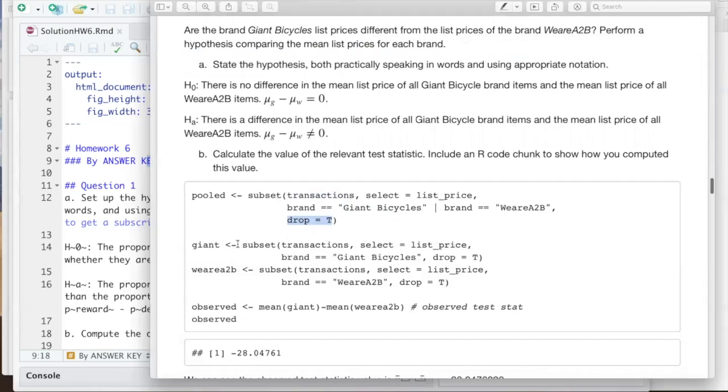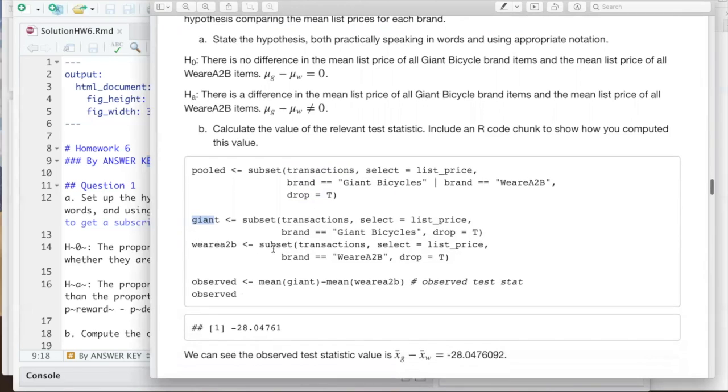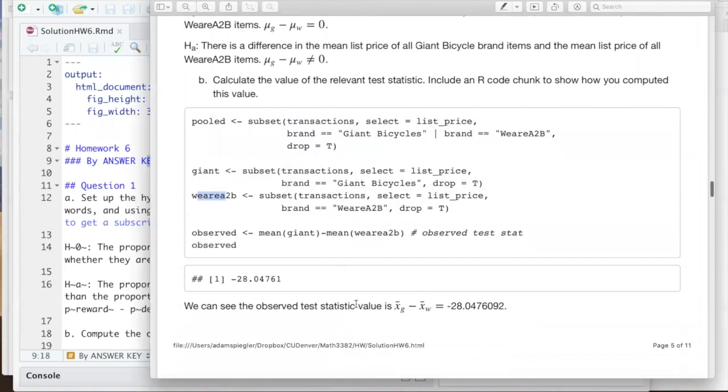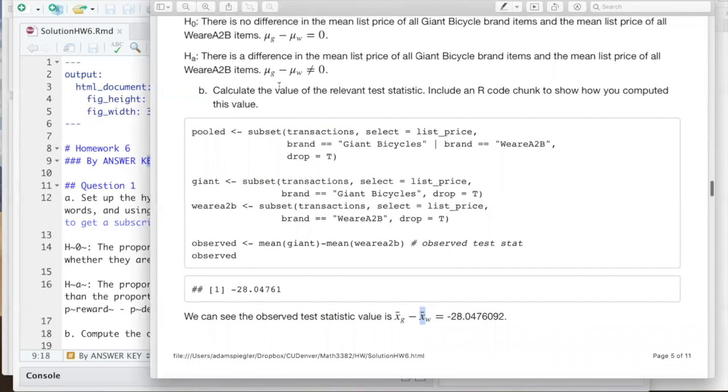And then we can create subsets separately for Giant and We Are A2B over here. So now we're just picking off one brand and just one brand over here. So here we have a pooled sample. Here we have the original Giant sample and the original We Are A2B sample. So the observed difference here should have been about minus $28. So that's a difference in sample means, so these have bars on top of them. And these are claims about the population parameters. So that's why we state the hypotheses in terms of mu.